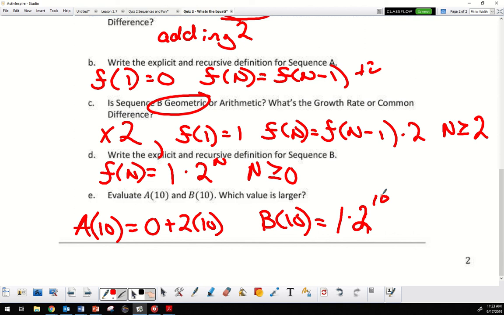I know 2 to the 5th is 32. 2 to the 6th is 64. 2 to the 10th is 1024. There we go. Now which one's greater? B. B of 10 is greater.